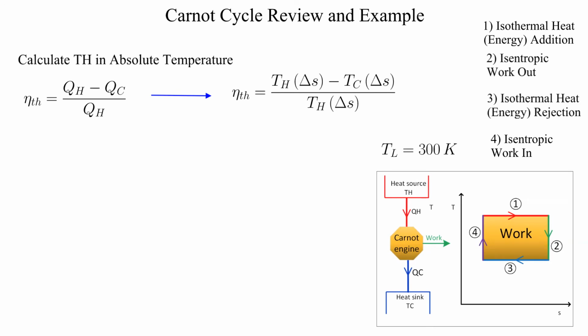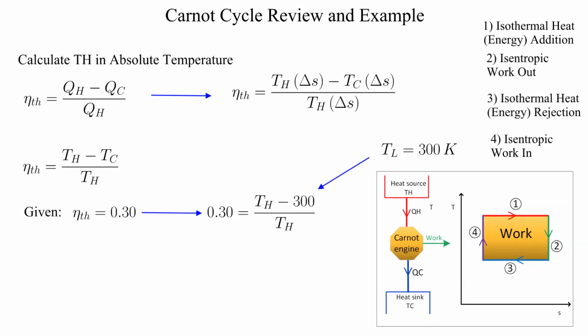The change in entropy for both the heat addition process and heat rejection process is the same, so it can be calculated only using the absolute temperatures for the heat source and heat sink. The cycle efficiency is known, and we know the heat sink temperature, so we can calculate the temperature of the heat source, which is 428.5 Kelvin.